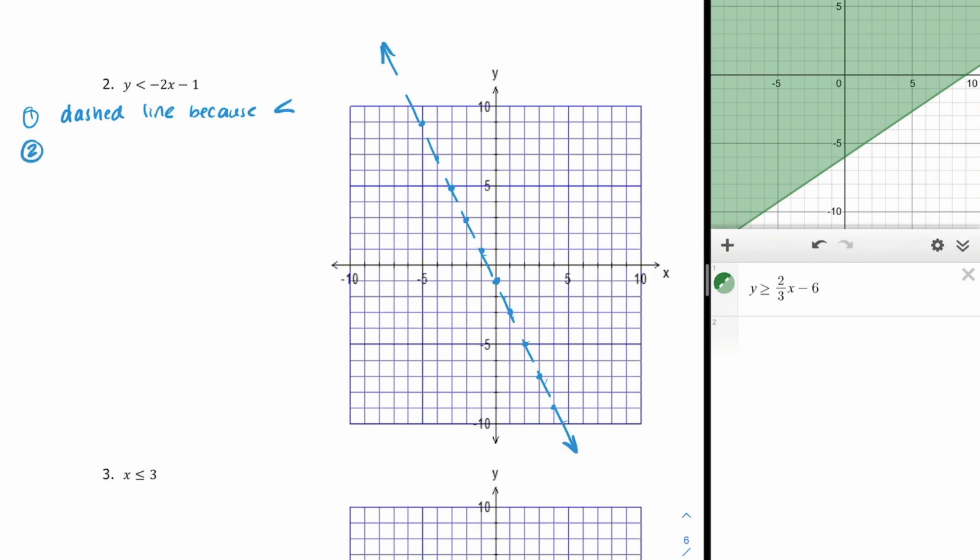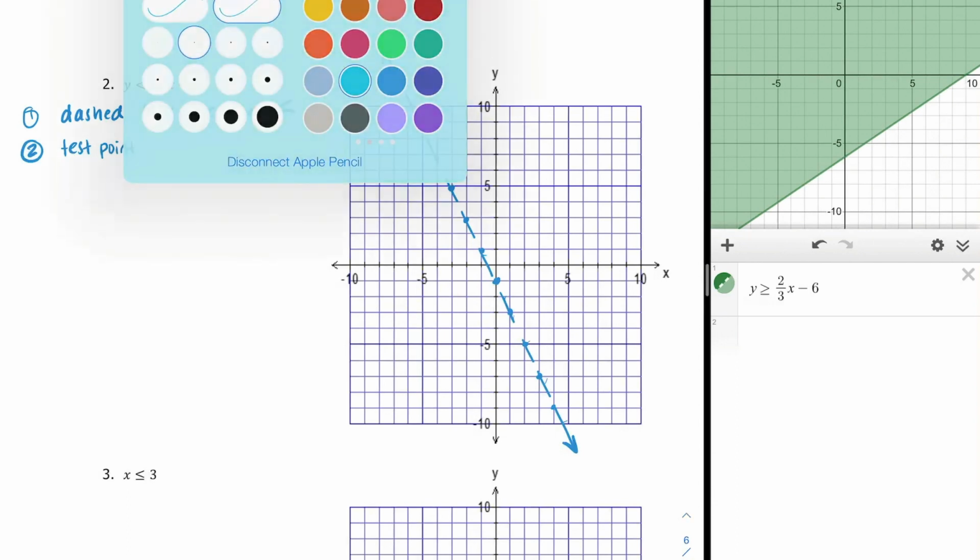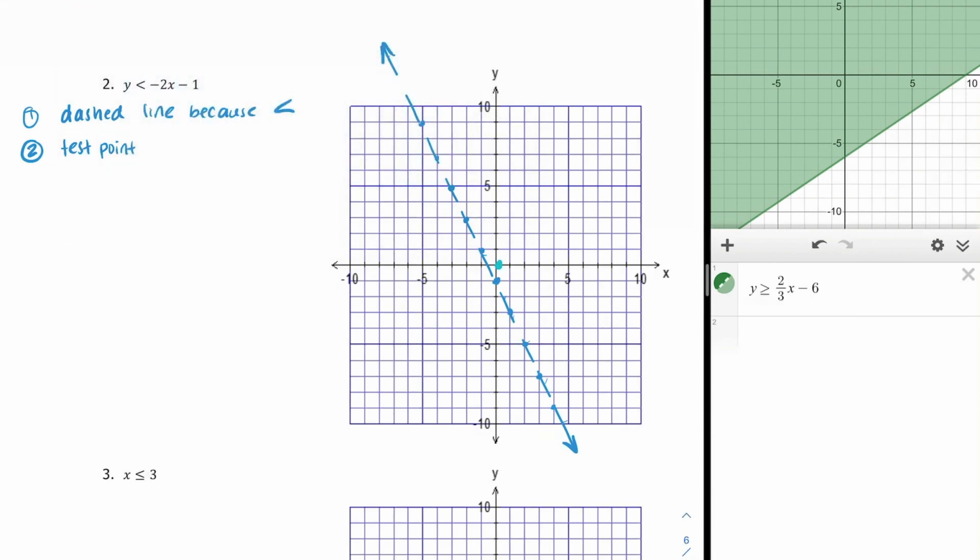Okay? The next thing that we're going to do, step 2, is still to find our test point. And just like we said before, our test point could literally be any point that is not on our boundary line. So we could, in fact, choose 0, 0 all over again. That is a valid test point.